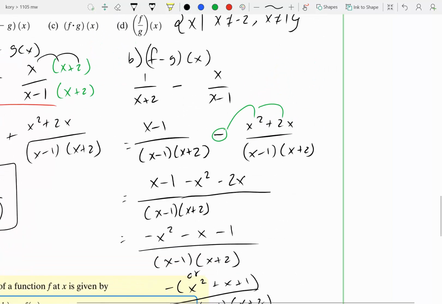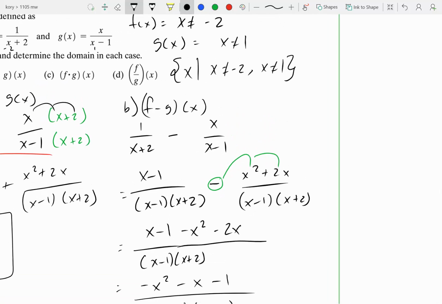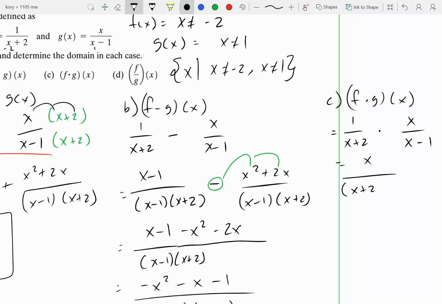Alright, part C. So part C wants us to multiply. So we want to do f times g of x. So we have f of x, which is 1 over x plus 2, times g of x, which is x over x minus 1. And anytime you multiply them, you do not FOIL the bottom. Don't FOIL the bottom, just leave it as is. So we have 1 times x is x, and then don't do anything to the bottom. Just write it out, because that's not simplest form.